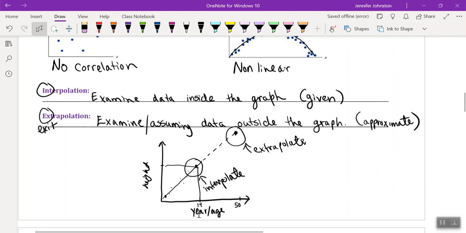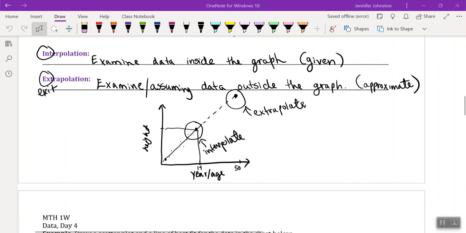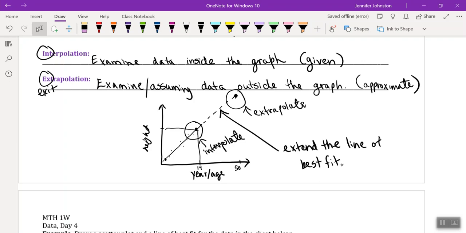You can look at it in terms of house prices, right? Like before COVID and then after COVID, if we were to extrapolate, yes, that would be a good estimate of how the prices of houses have increased over time. All right, okay, let's keep it going. So here we want to extend the line. We extend the line of best fit in order to extrapolate.